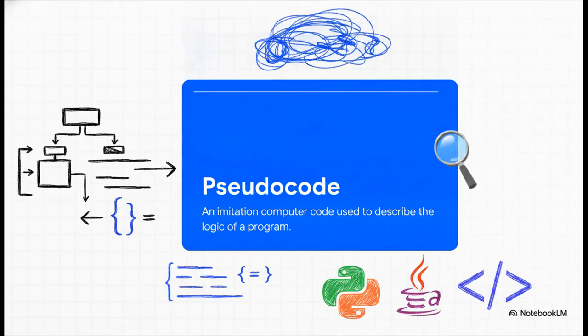So what happens when we translate those shapes into text? We get pseudocode. Pseudocode is essentially imitation computer code. It's a set of instructions in a descriptive form that mimics the logic of a program, but without being tied down to the strict syntax of a real programming language like Python or Java. It really is the perfect readable stepping stone between our visual flowchart and writing actual code.